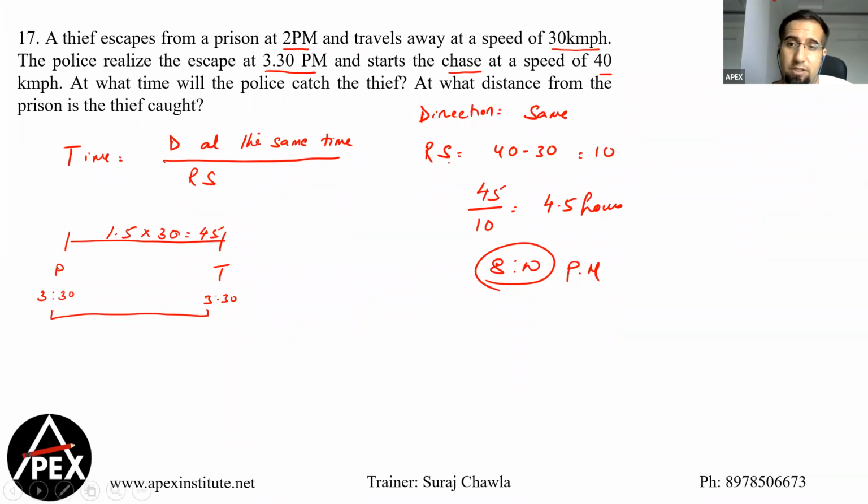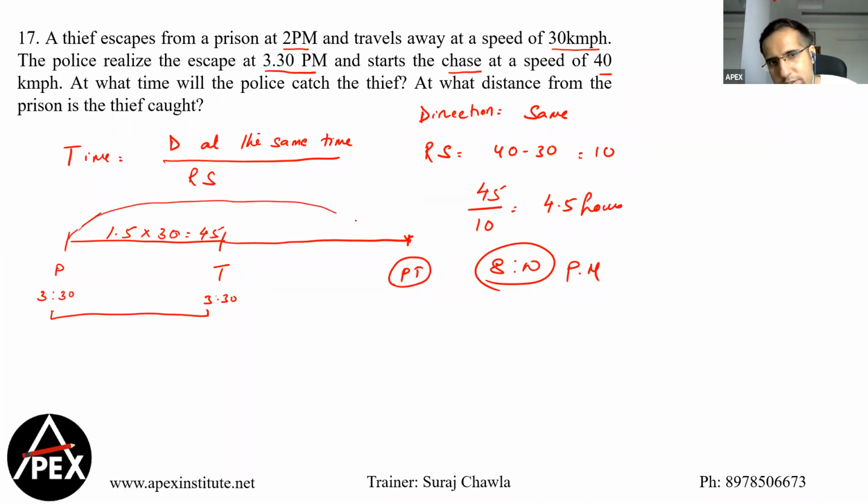Now there's one more question asked. The other question asked is, at what distance from the prison is the thief caught? Let's say till here. So can I say this distance has been covered by the police in 4.5 hours at the speed of police, and the speed of police is 40. So 4.5 into 40, which means 180 kilometers from the prison, the thief is being caught. Is this point clear?